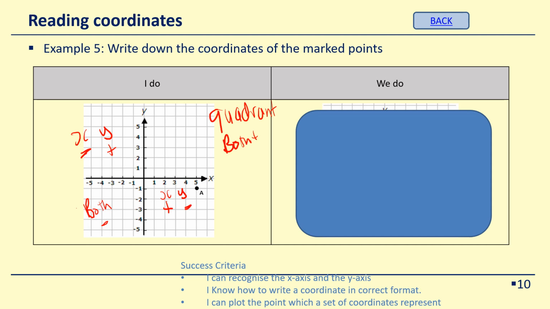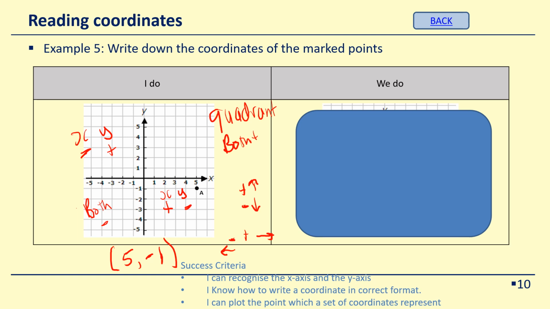So sort of there's a little thing going on here. Positive usually means up, negative means down, and also positive means right, and negative means left. Okay, so I'm going 5 across, so it's 5, but I'm going down 1, so it's 5 minus 1. Remember, you have to put your brackets and you have to put your comma. Okay, right, you have a go.